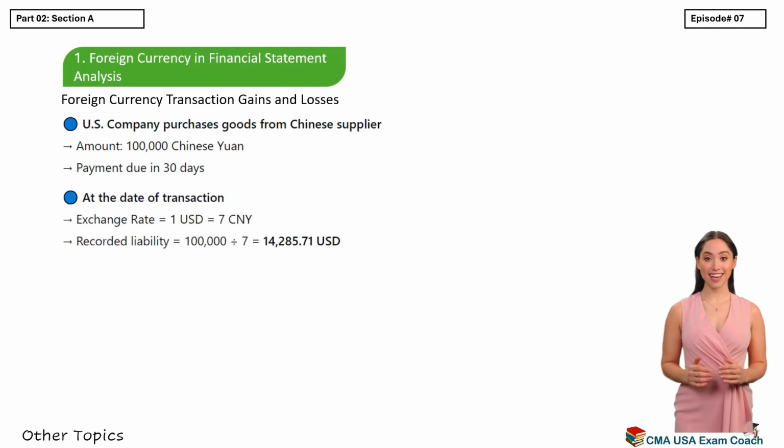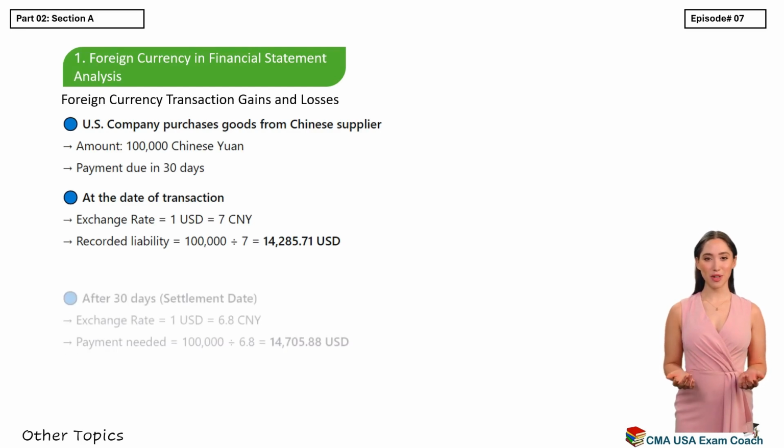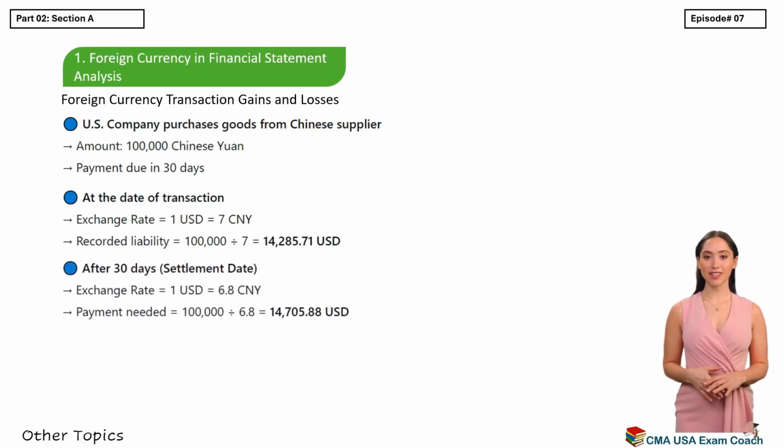Now, after 30 days when you are about to make the payment, the exchange rate has changed. Let's say the new rate is 1 USD = 6.8 CNY. Now, to pay 100,000 CNY, you only need $14,705.88. Compare this with the earlier amount of $14,285.71. You now need more US dollars to settle the same obligation. This exchange rate change creates a foreign currency loss, which is recorded in your income statement.